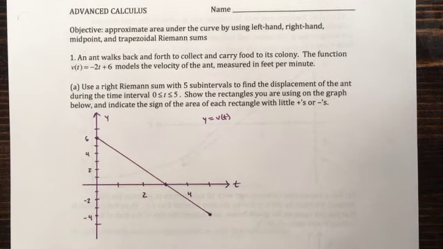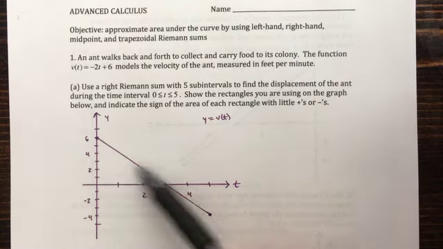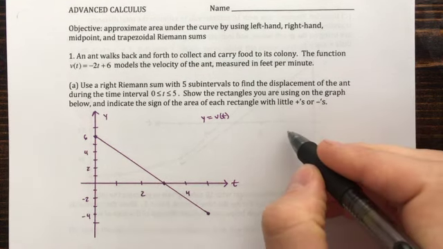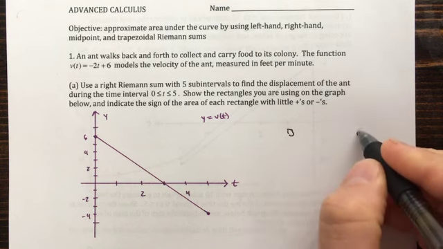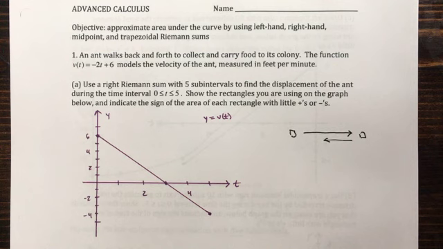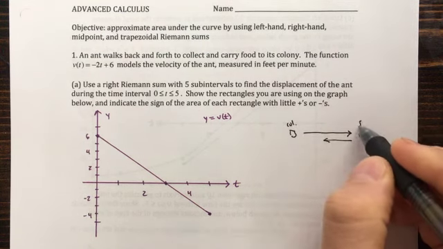So here's the ant moving back and forth. She moves to the right for a while because her velocity is positive, and then moves back to the left. So basically the ant maybe has a colony here and some food here, and maybe moved here and then is on her way back, right? Positive velocity and then negative velocity.